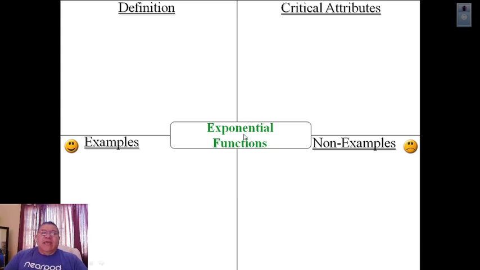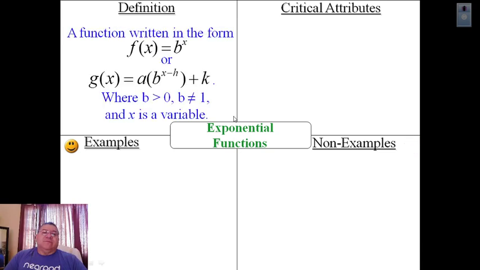Alright, so exponential functions, what are they? Definition: a function written in the form f of x equals b to the x power, or g of x equals a times b to the x minus h power, close parentheses, plus k, where b has to be greater than 0, but b cannot equal 1, and where the x is an actual variable. X has to be a variable. Write that down.